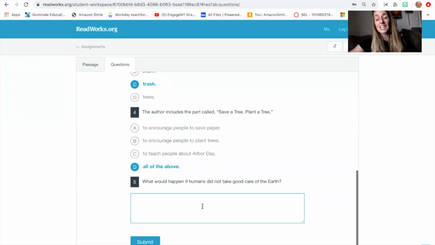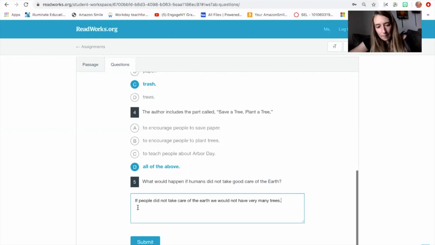The last thing that I'm having to do on my ReadWorks assignment is I'm going to have to type a free response question. So this one's not multiple choice. This one's just coming from my own brain. What would happen if humans did not take good care of the earth? So I'm going to think about what in the article did they tell me about what would happen if people don't take good care of the earth. Well, I know we wouldn't have a lot of trees if we're wasting paper. So I'm going to write that. If people did not take care of the earth, we would not have very many trees.